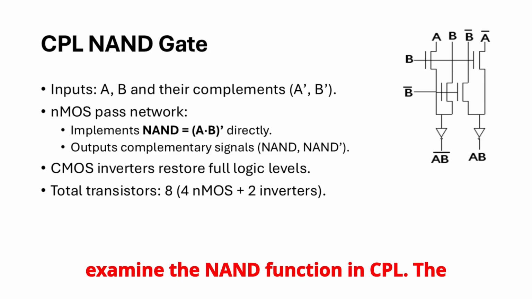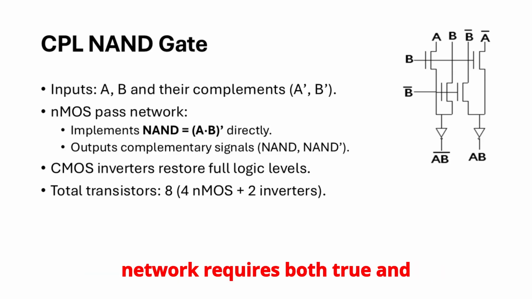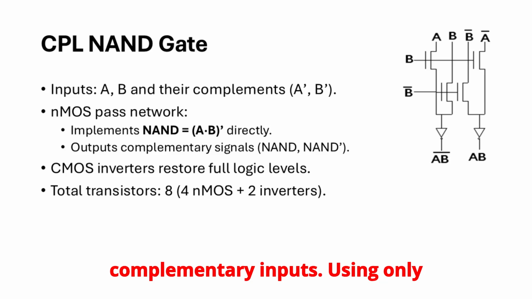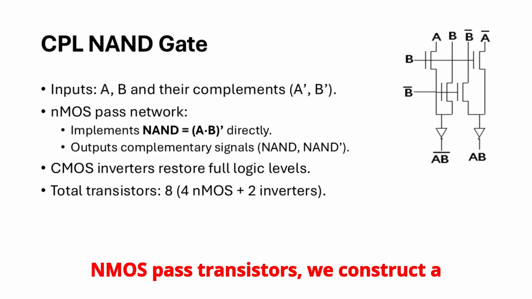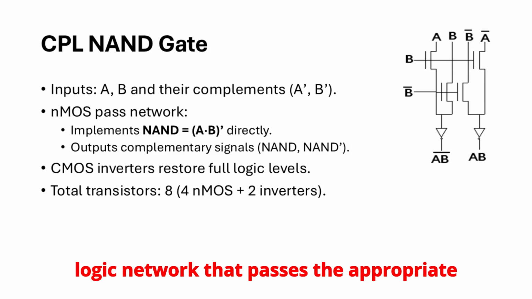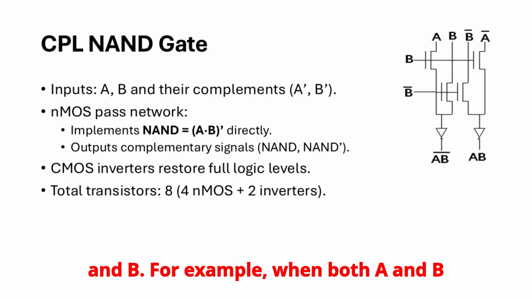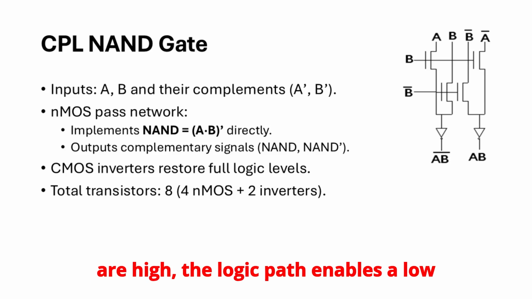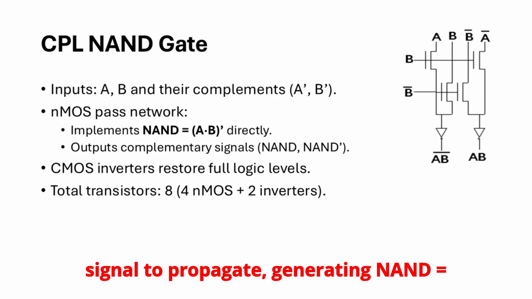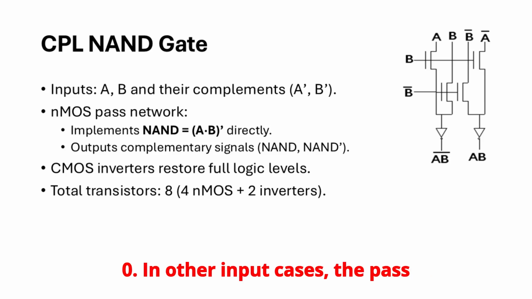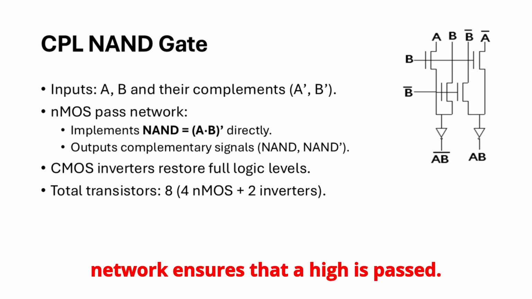Let us first examine the NAND function in Corporal. The network requires both true and complementary inputs. Using only NMOS pass transistors, we construct a logic network that passes the appropriate signal depending on the combination of A and B. For example, when both A and B are high, the logic path enables a low signal to propagate, generating NAND equals 0. In other input cases, the pass network ensures that a high is passed.